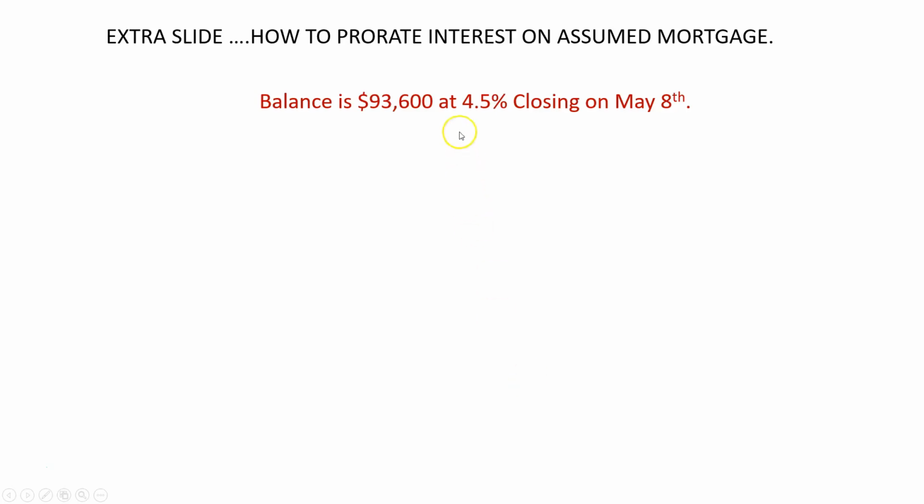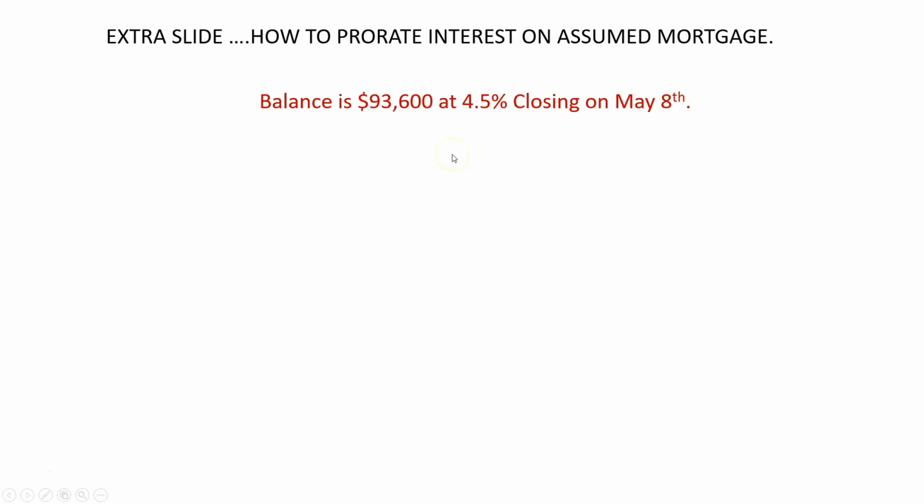How about how to prorate interest on an assumed mortgage? The buyer is assuming the current mortgage on the property, the closing is on May the 8th, and the balance at the 1st of May was $93,600 at 4.5%. So we have to work out what is the interest in dollars per day on this mortgage for the month of May.